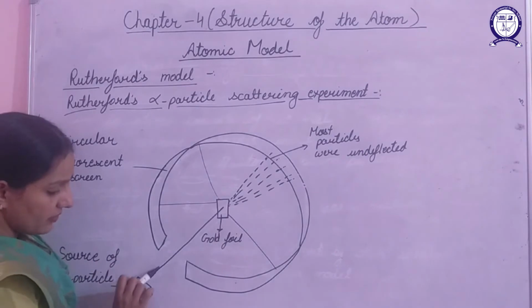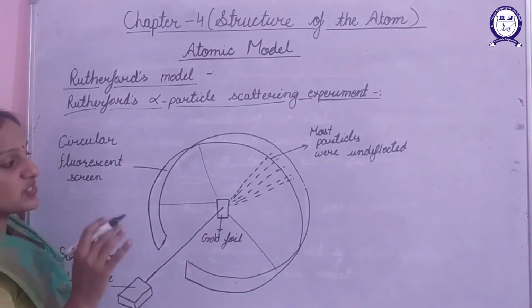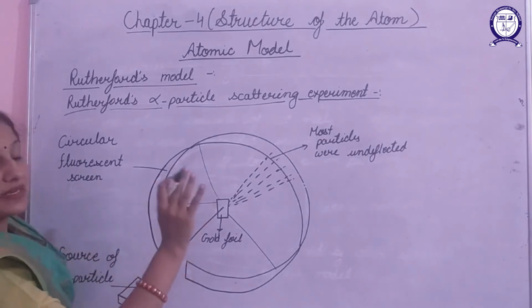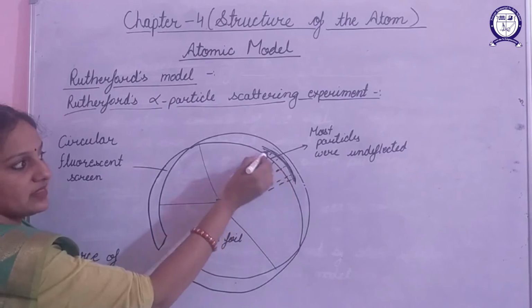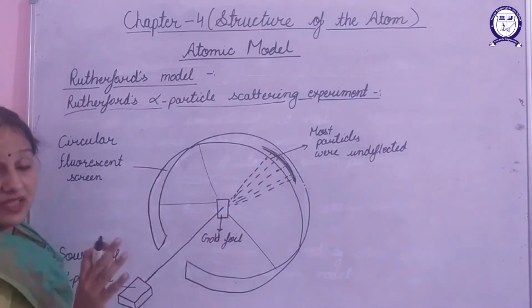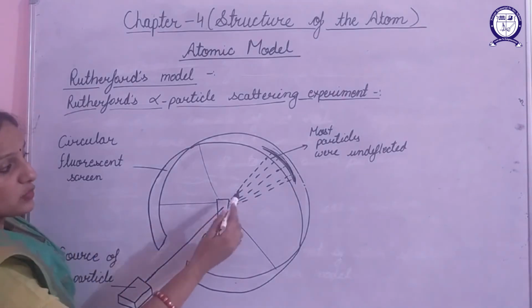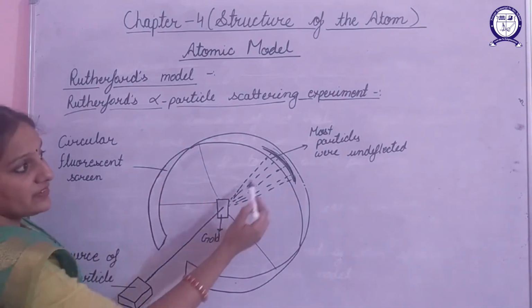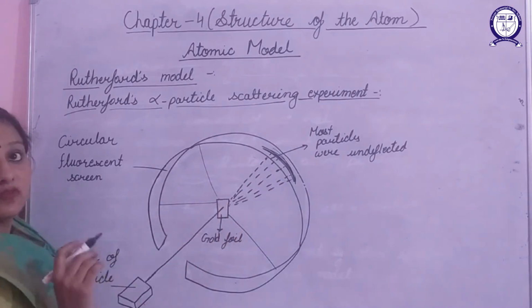Whenever these alpha particles strike on this foil, what was observed from this experiment is that most of the particles strike at this portion of this fluorescent screen. That means in this portion of the fluorescent screen, maximum scintillations were observed. So it indicates that most of the particles travel undeflected and strike just behind this gold foil.